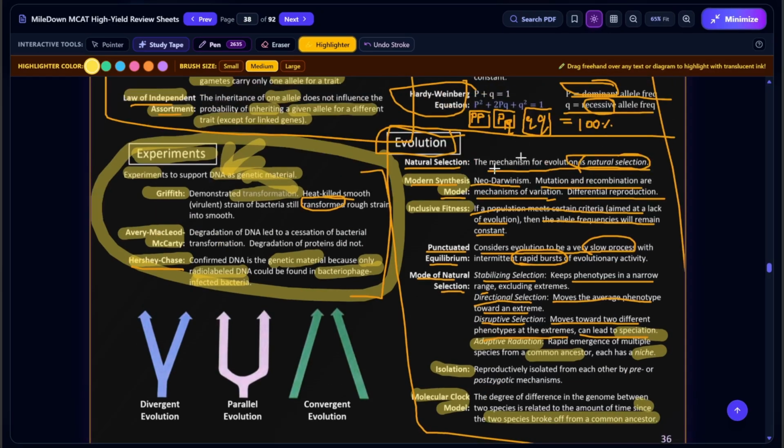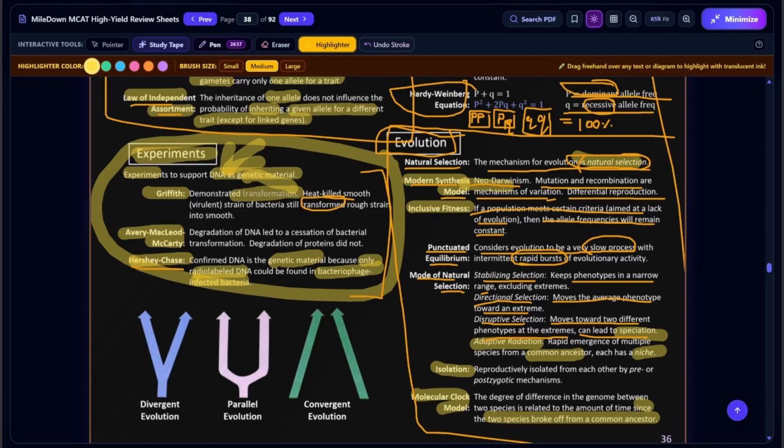So I'm going to explain a little bit more of all of these with context. In your models, the modern synthesis model, which was neo-Darwinism, right? Charles Darwin came up with natural selection, but he didn't talk about DNA or genes. So the modern synthesis model is simply Darwin's theory, updated to include our modern approach with genes and DNA and stuff like that.